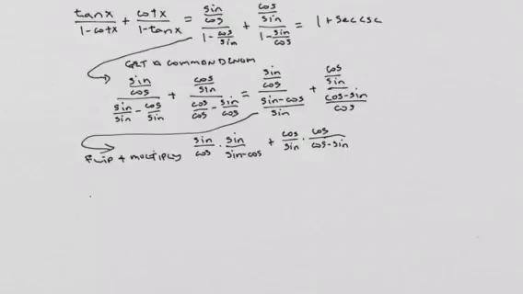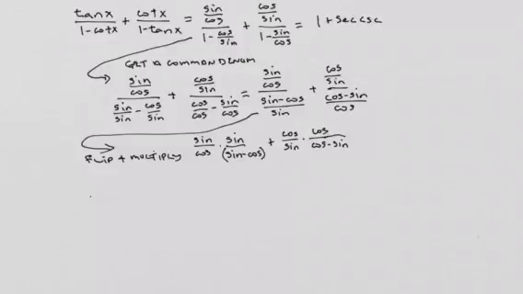And then I'm going to have to multiply this denominator by sine, so that I have sine times cosine times, in parentheses, sine minus cosine. And likewise here, I'm going to multiply top and bottom of this by cosine, and then we'll have a common denominator.